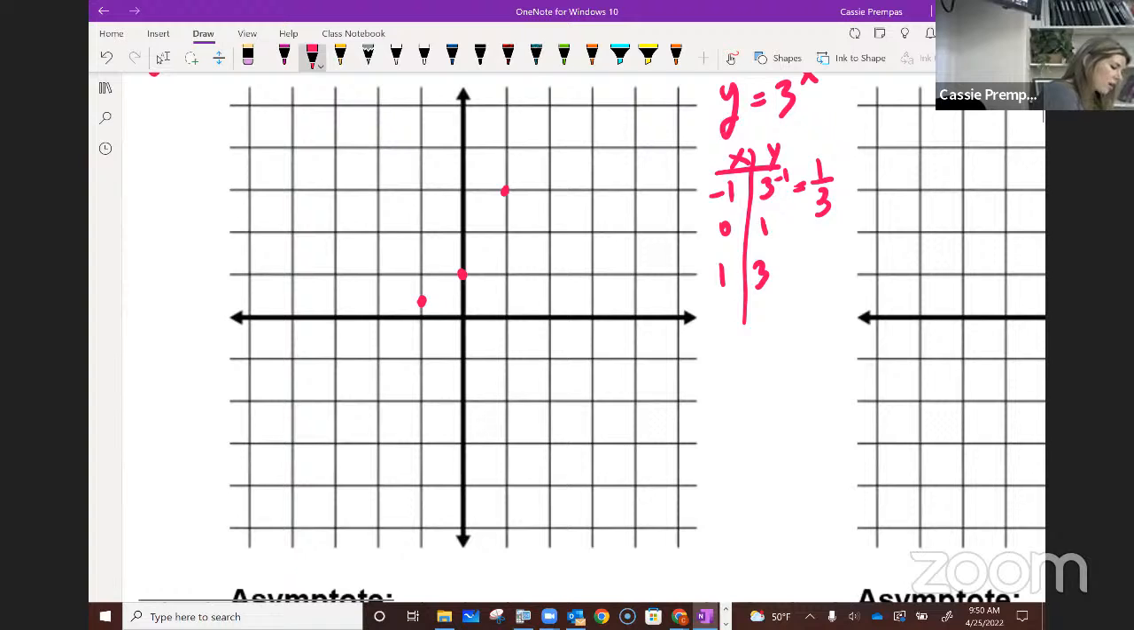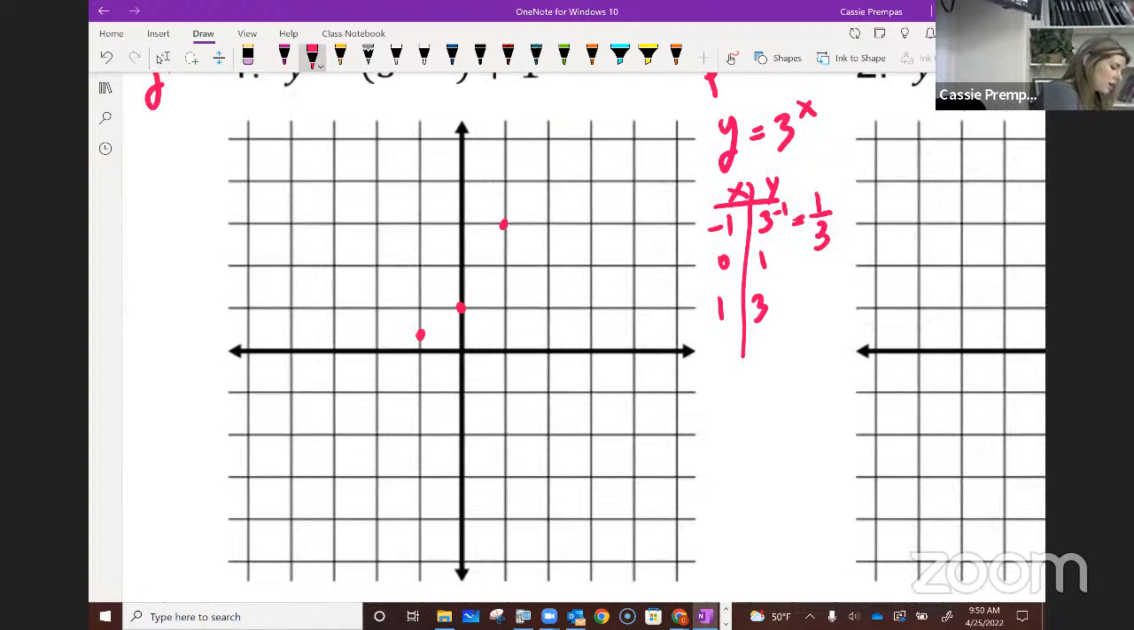This is my parent graph, and hopefully this reminds you that all the points approach 0, but will they ever reach 0? No, which is why we have an asymptote at y equals 0 for all parent graphs of exponentials.